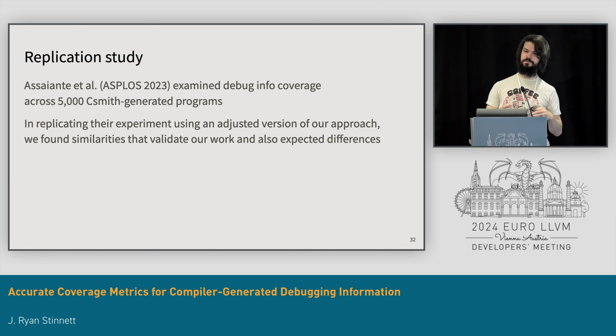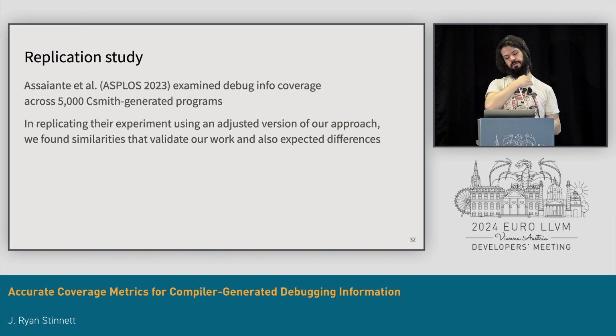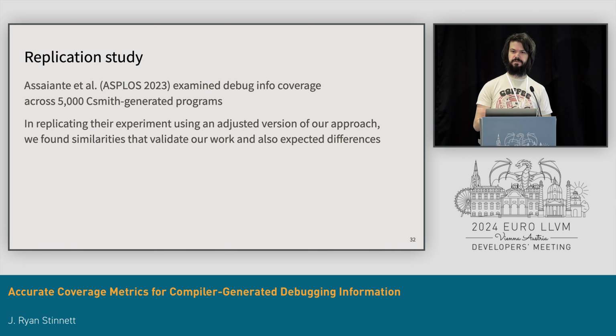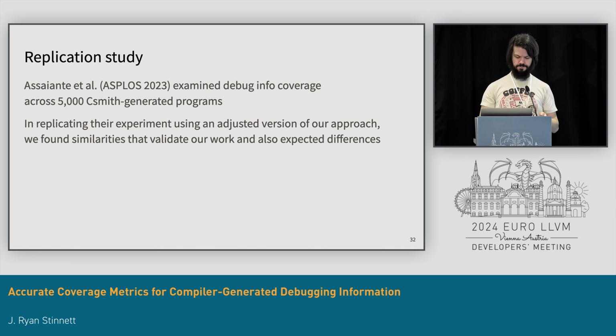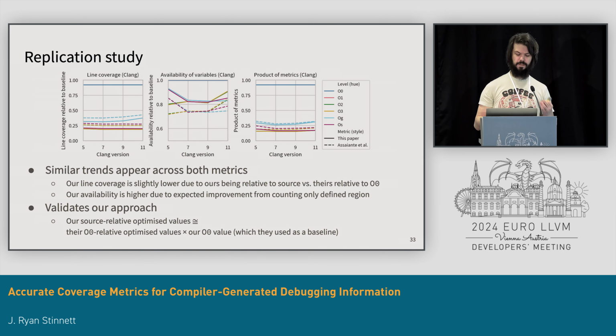I also wanted to mention that we tried to do a replication study. There's a recent paper in ASPLOS 2023 that examined debug info coverage over 5,000 Csmith-generated programs. We tried to make our approach look a little bit more like theirs. They did something different rather than using the emitted DWARF info. They were exploring things more dynamically by attaching a debugger and looking at what it shows for each variable. In trying to make our approach look a bit more like theirs, I'm going to go pretty fast through this part, but essentially we saw similar trends that validated what we were doing.